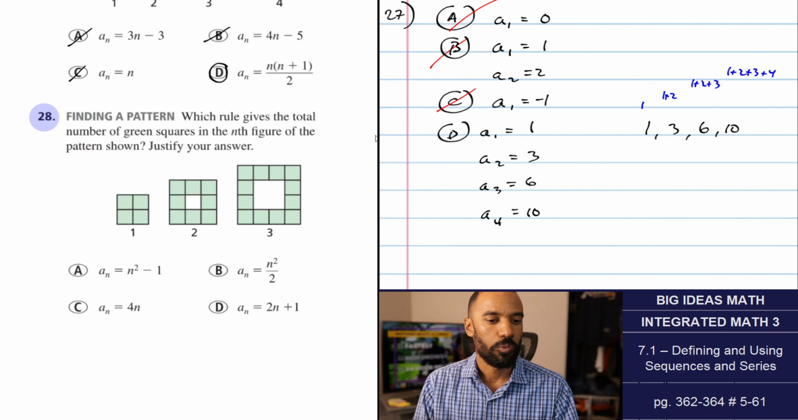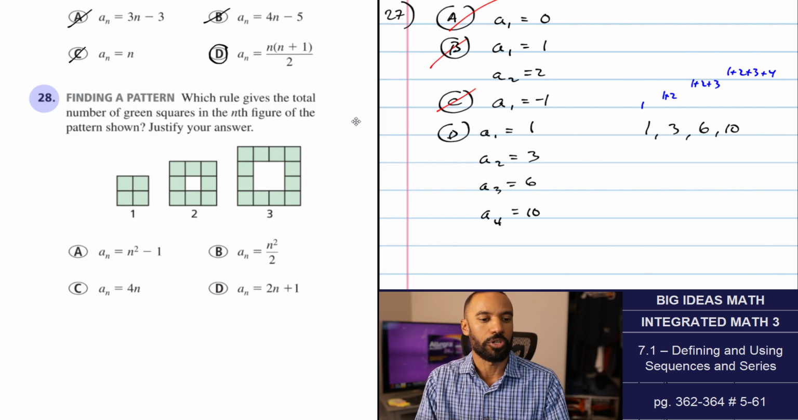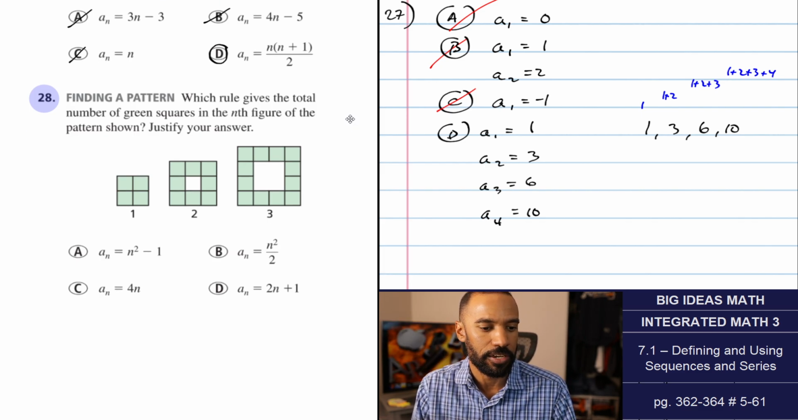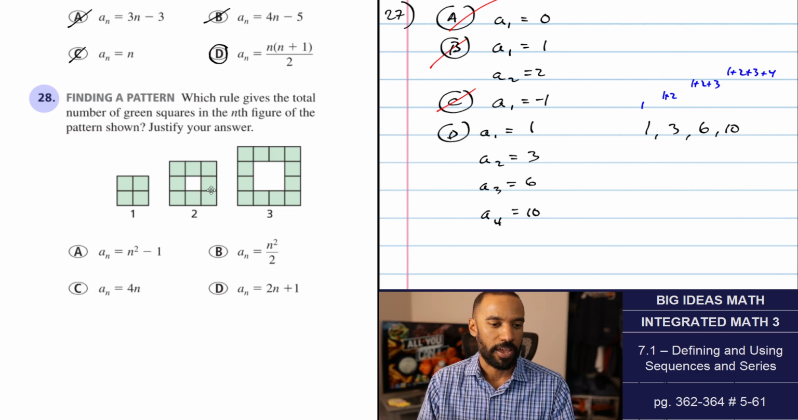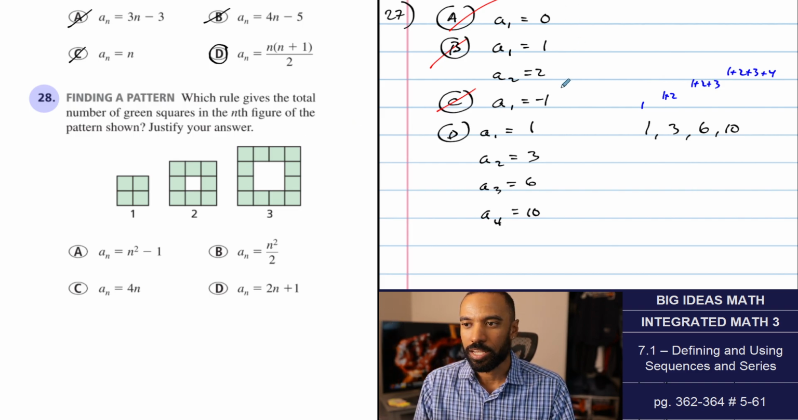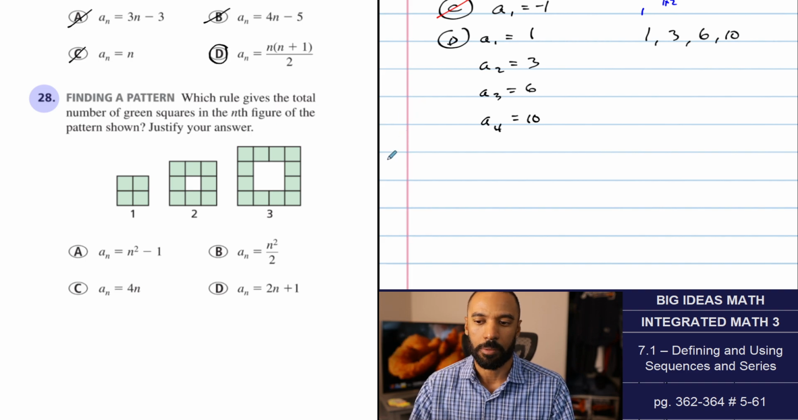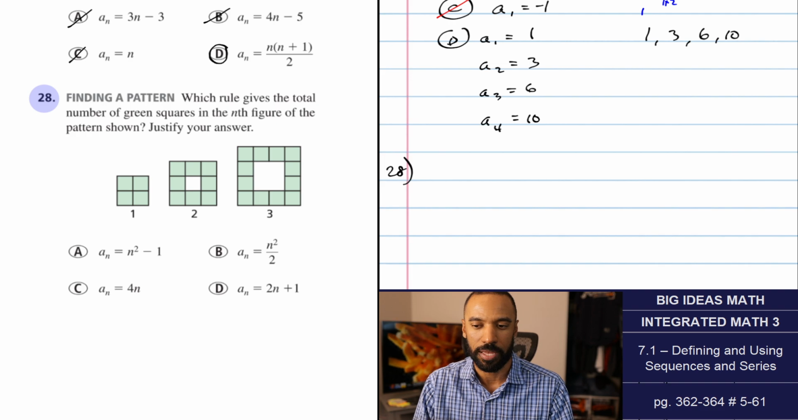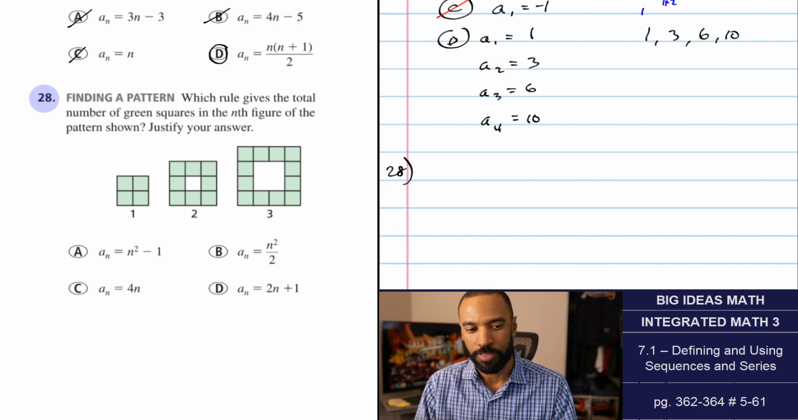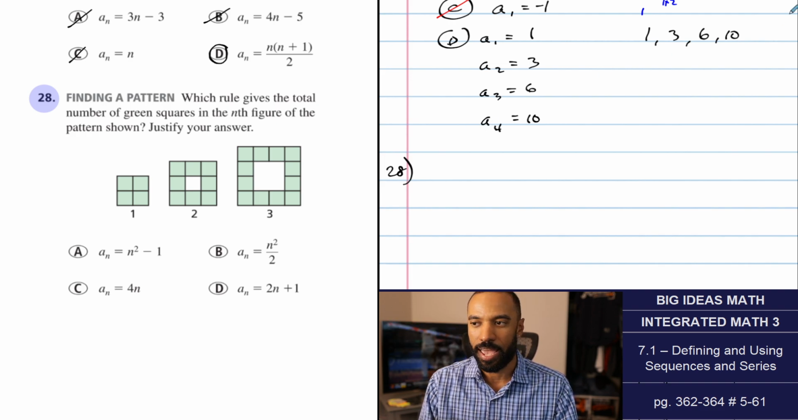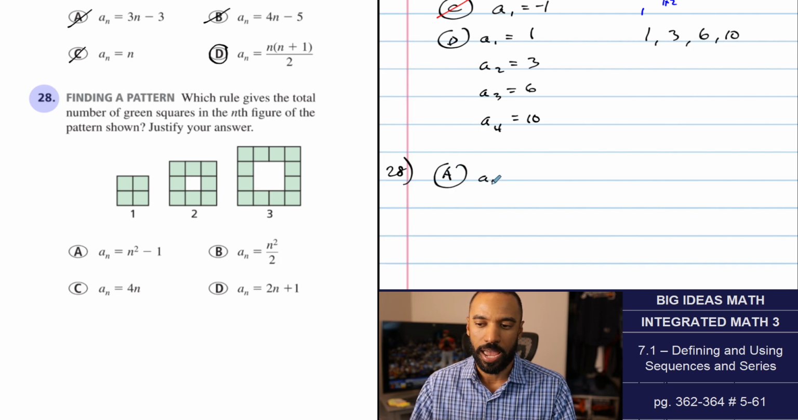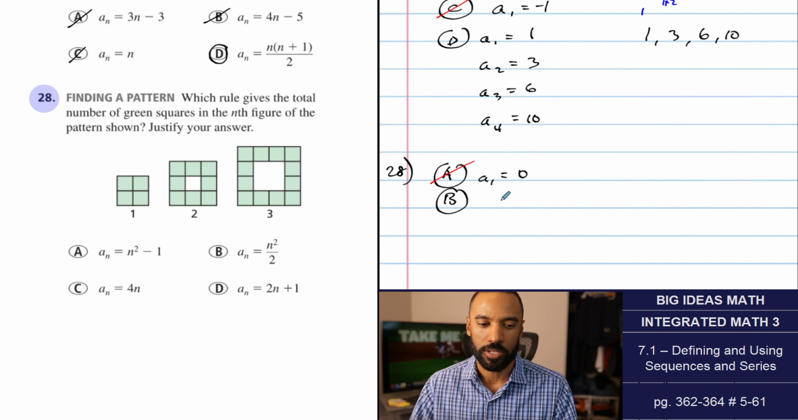All right, number 28. Which rule gives the total number of green squares in the nth figure of the pattern shown? Justify your answer. This has a couple things that I could look into to talk about it, but we can also obviously do test values to figure it out and see if we can justify it from that. Now, the first term has 4 of them, so that would not apply to A. If I did A, your A sub 1 would actually be 0, so that's no good. It's not A. If I did B, that's also no good because 1 squared over 2 is 1/2, so it's not B.